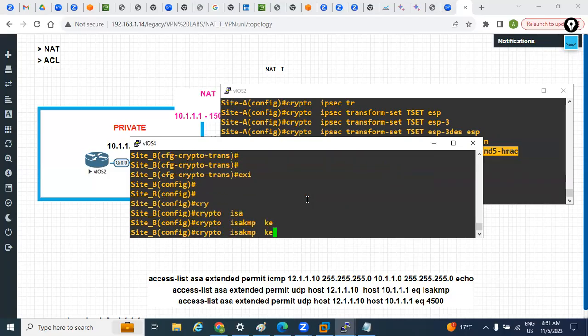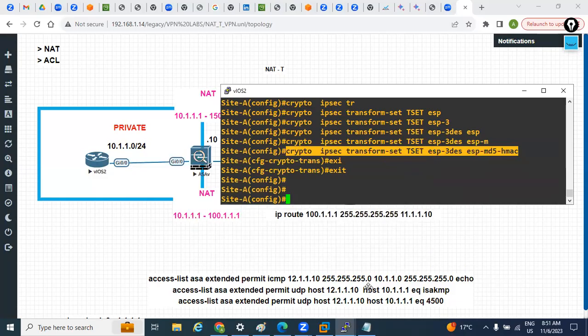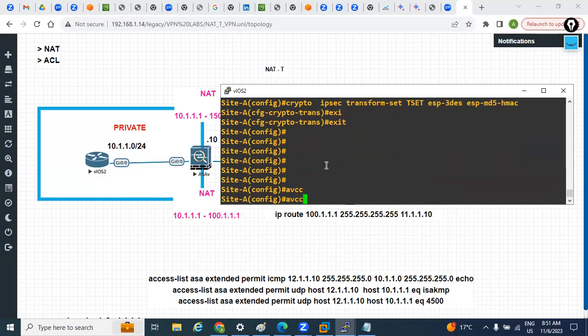Crypto isakmp key. Key is cisco. Address is 150.1.1.1. Up to here, we have configured everything and it is fine. Now the access list here.